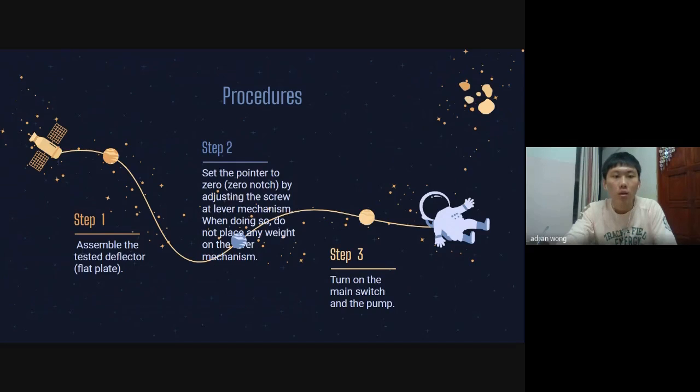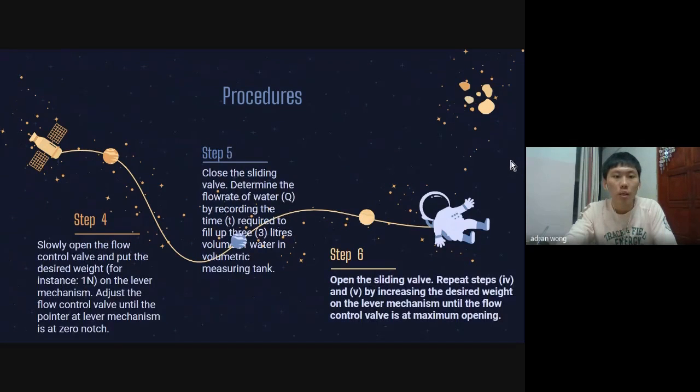Step 3, turn on the main switch and the pump. Step 4, slowly open the flow control valve and put the desired weight, for instance 1 Newton, on the lever mechanism. Adjust the flow control valve until the pointer at the lever mechanism is at the 0 notch. Step 5, close the sliding valve and determine the flow rate of water by recording the time required to fill up 3 liters volume of water in the volumetric measuring tank.